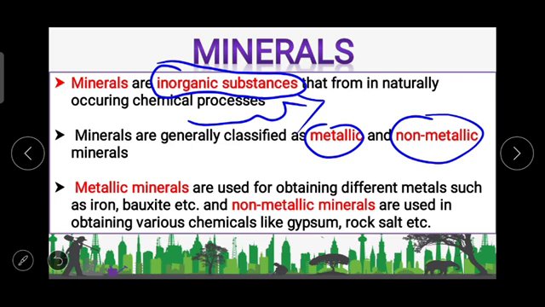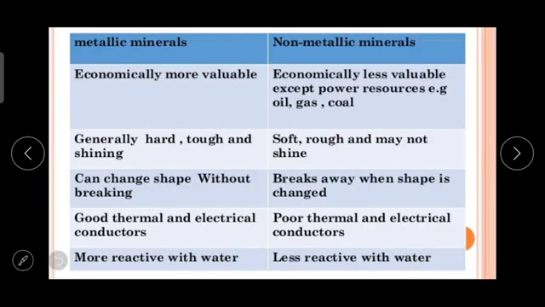Metallic minerals are used for obtaining different metals such as iron, bauxite. And if we talk about the non-metallic minerals, then these minerals are used in obtaining various chemicals like gypsum, rock salt, etc. Here now on the screen you can see the difference between the metallic minerals and the non-metallic minerals. So metallic minerals are economically more valuable, and non-metallic minerals are economically less valuable, except power resources, for example like oil, gas and coal.